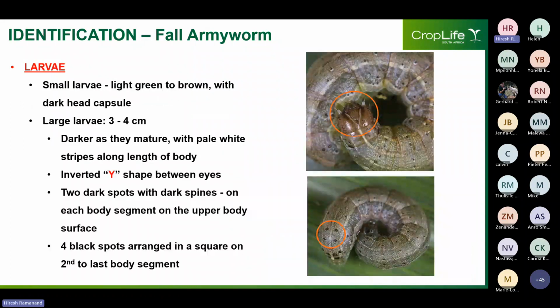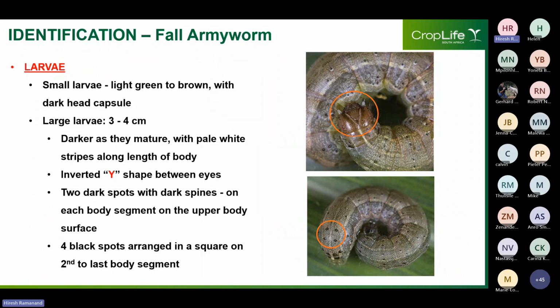Young, small fall armyworm larvae are usually light green to brown with a dark head capsule. Mature large fall armyworm larvae grow to about 3 to 4 centimeters, becoming darker as they mature, with pale white stripes along the length of their body.